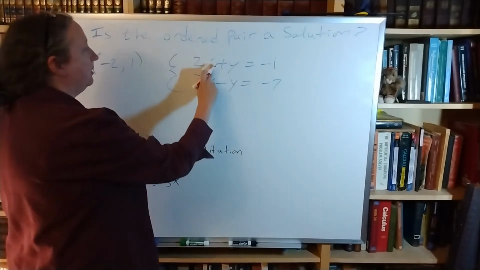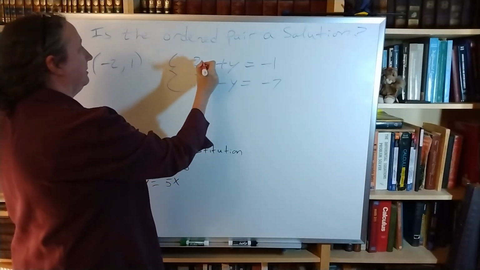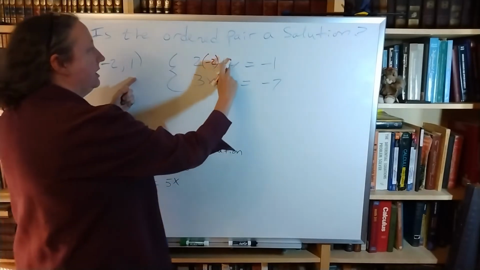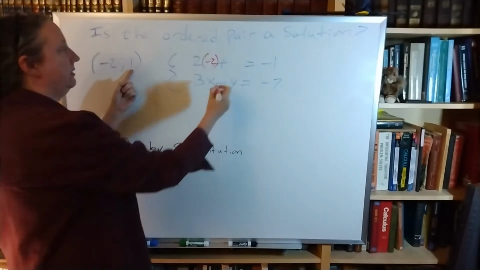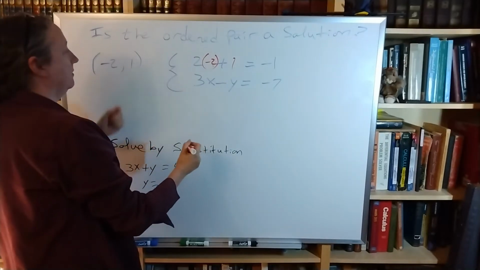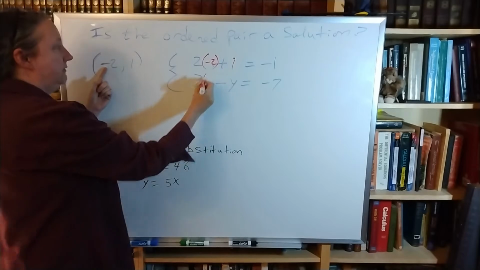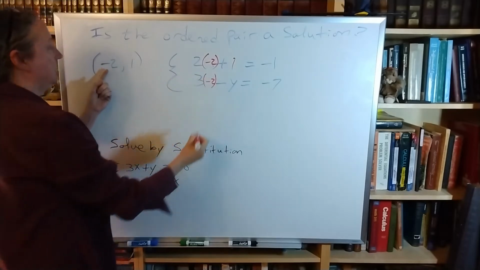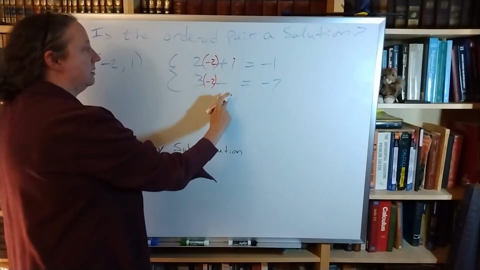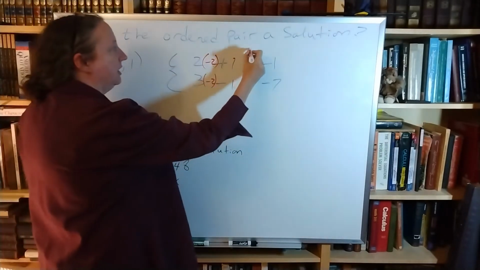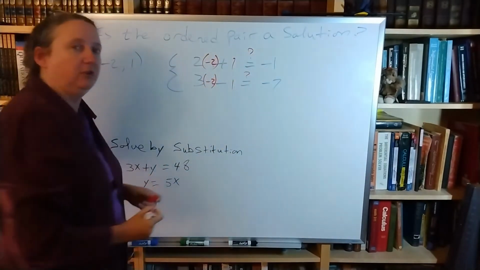So I'm going to erase that. I'm going to make it times negative 2 there. I'm going to erase the y here, and I'm going to make that a 1. Erase the x here, make that the negative 2. Erase the y, and make that the 1. And then I'm asking, do these both work out?